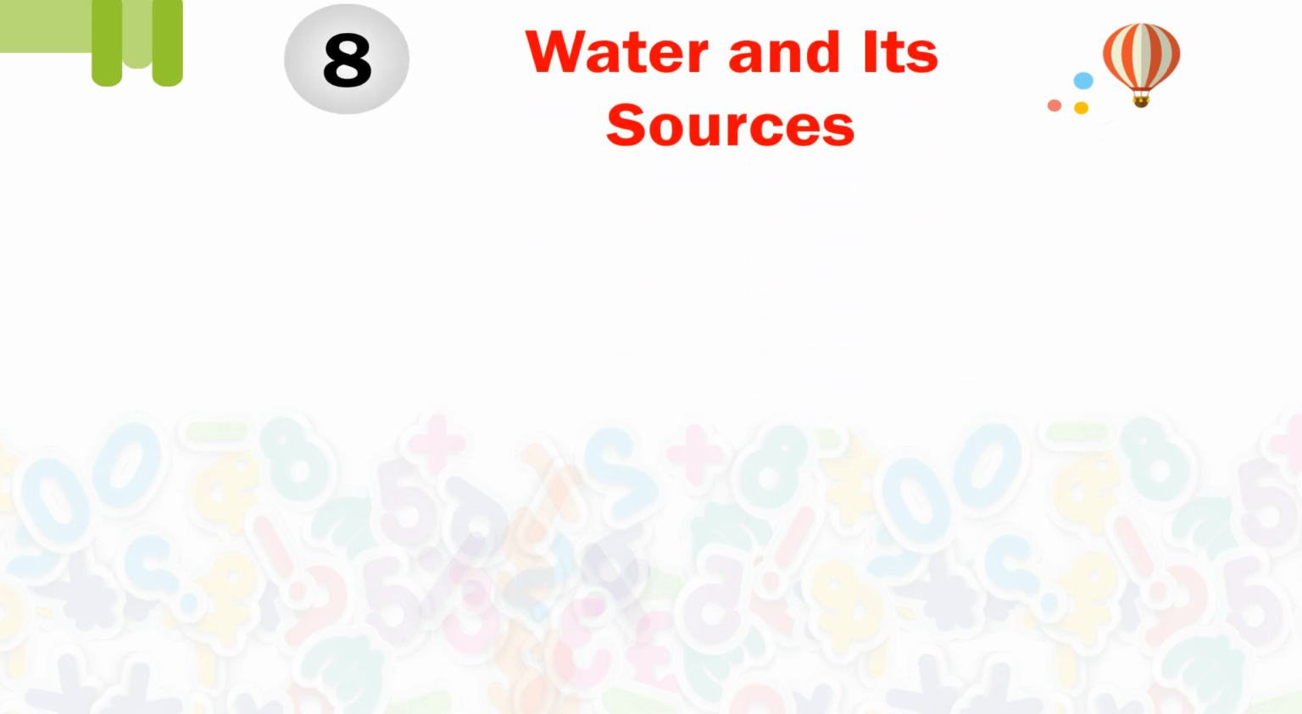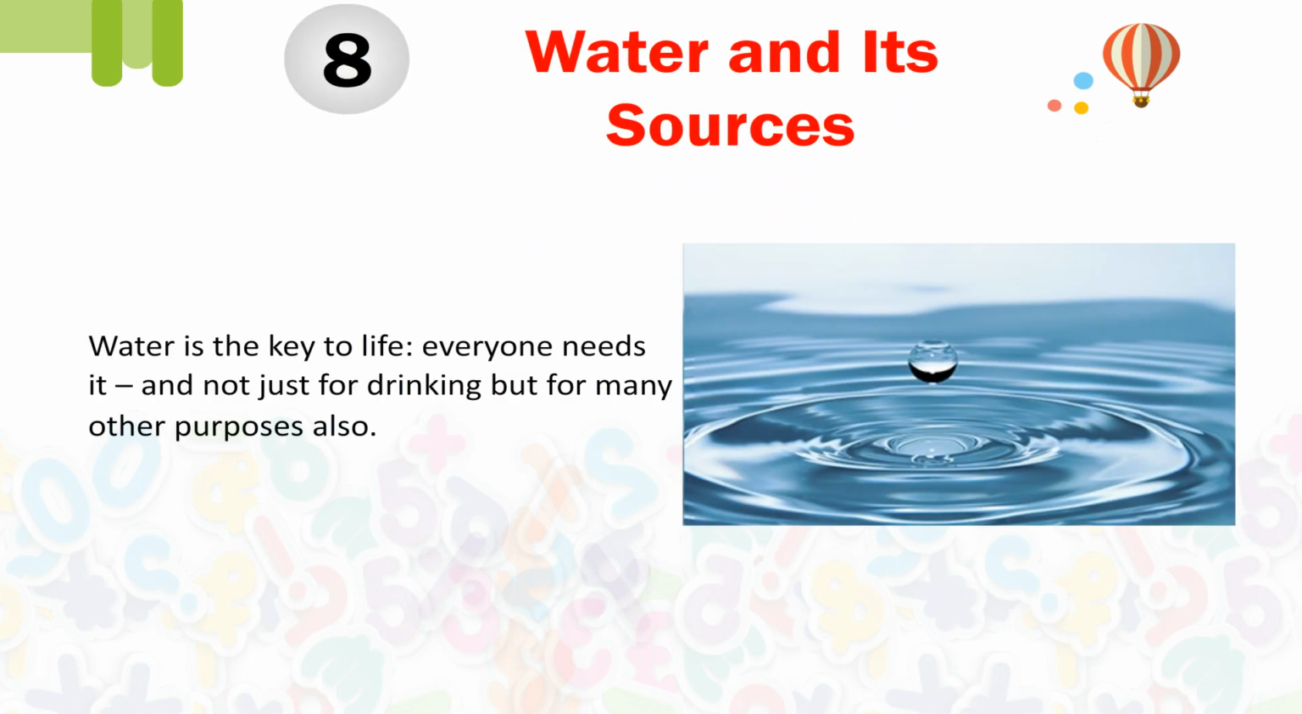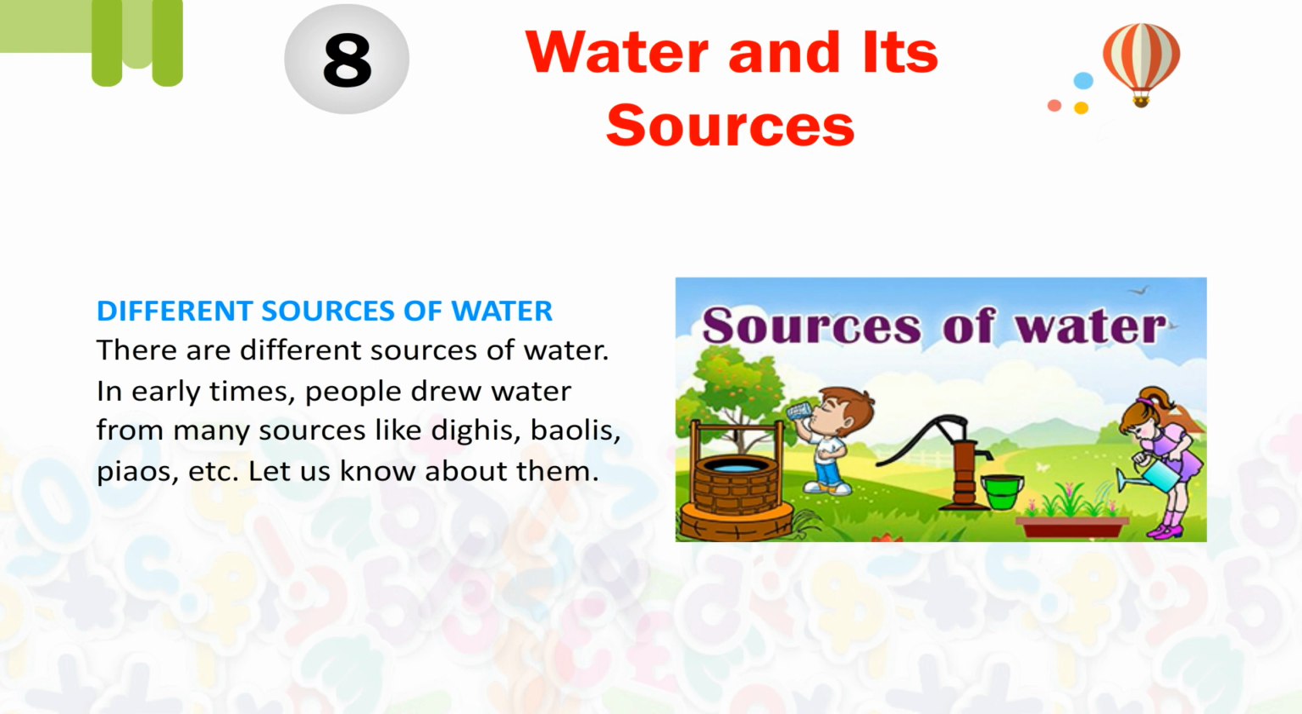Chapter 8. Water and its sources. Water is the key to life. Everyone needs it, and not just for drinking but for many other purposes also. Different sources of water. There are different sources of water. In early times, people drew water from many sources like diggis, baolis, pyaos, etc. Let us know about them.